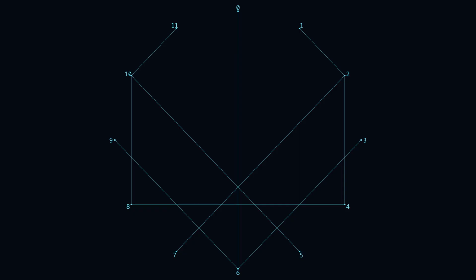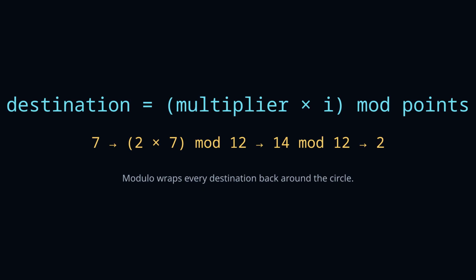Begin with a circle containing n equally spaced positions numbered from 0 through n-1. For every source index i, calculate a destination: multiplier times i, modulo n. Then connect the source to that destination. For 12 positions and multiplier 2, source 4 maps to 8.